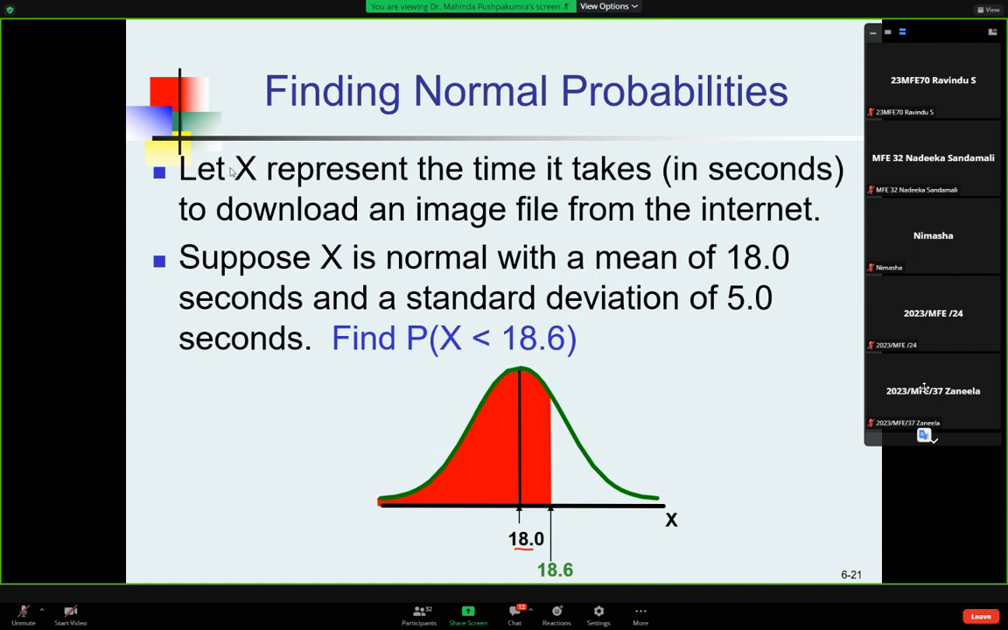Yes. Then here we have a question. X represents the time it takes in seconds to download an image file from the internet. Suppose X is normal with a mean of 18 seconds and a standard deviation of 5. Find the probability X is less than 18.6. That means you want to find this area.